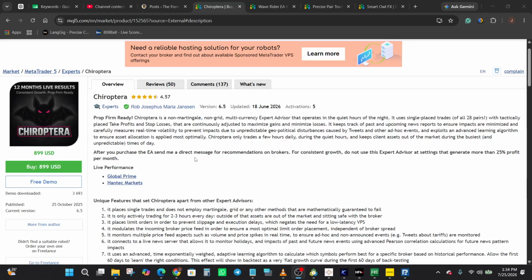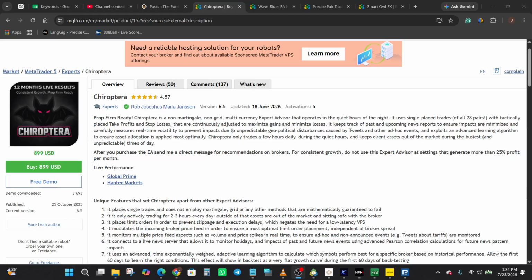So now let's start with the platform confirmation. This is Chiroptera EA for MT5. So we are strictly in MetaTrader 5 territory here. Now let us go through the marketplace page from the top. It is developed by Rob Josephus Maria Jansen, and we are on version 6.5, last updated on the 18th of June 2026, and it has 5 activations.